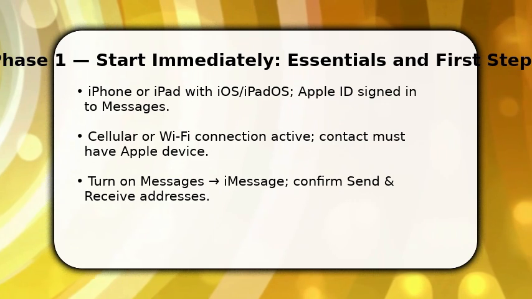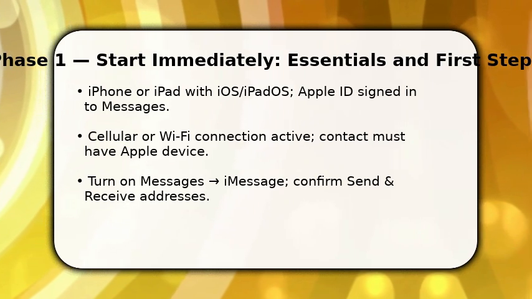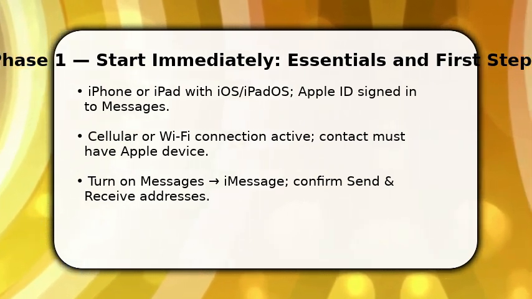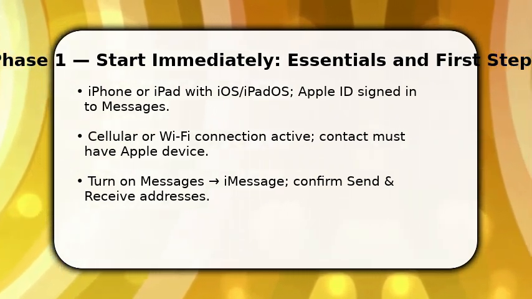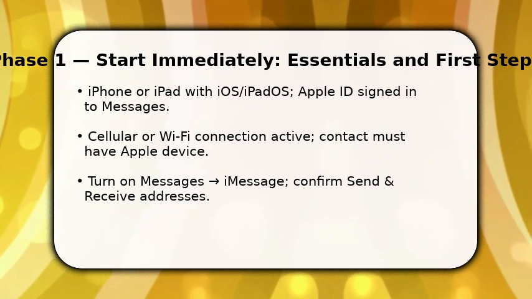Now open Messages, tap the existing text thread, or start a new one to the contact. If their address is not linked to Apple ID, add their Apple email or phone. This primes Messages to attempt iMessage instead of SMS.